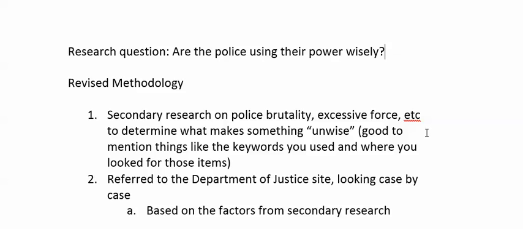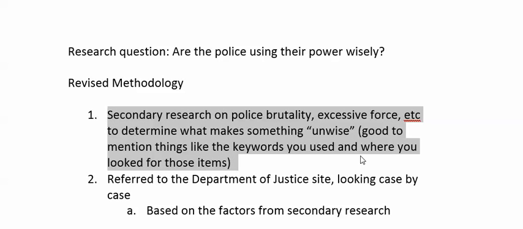And again, remember, these are just notes. These are not drafted in the regular form. These are just notes and thoughts. So in this case, what the student and I talked about is that really what he wanted to do was first come up with some sort of criteria. Well, he's using this idea of wise and unwise. So, what makes something unwise? His first task will be to do secondary research on police brutality, looking at things like excessive force, etcetera. And then, when it comes time to write these methodologies, you want to mention things like keywords and where you looked for those, whether they were in databases or newspapers or etcetera.